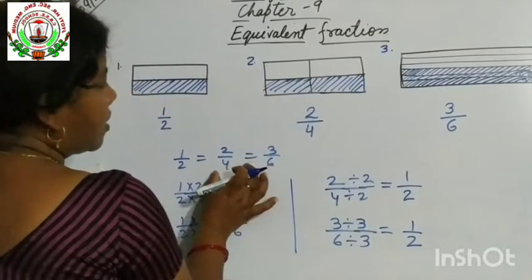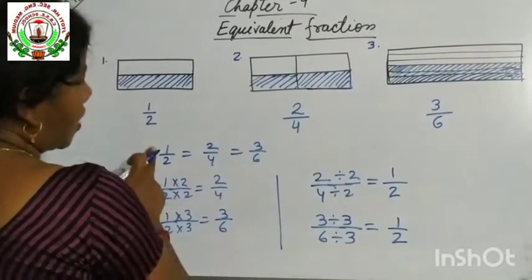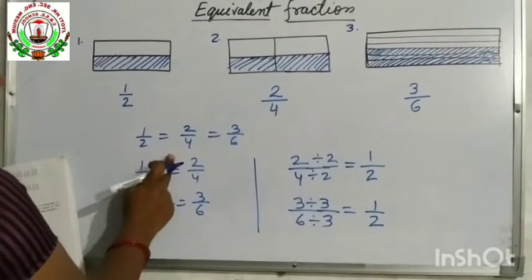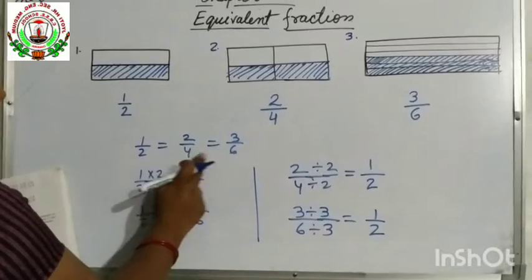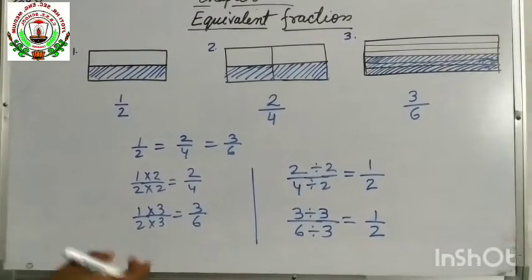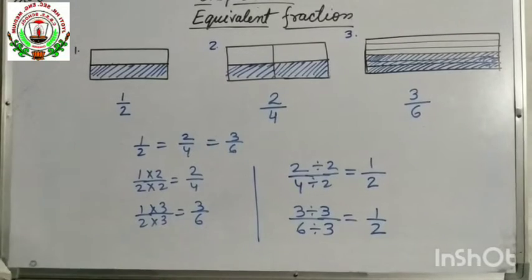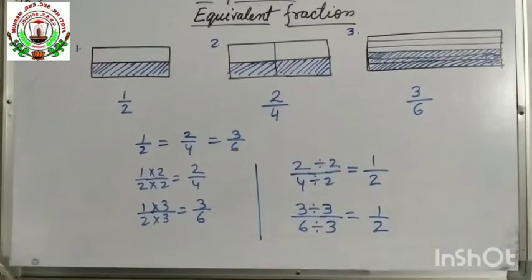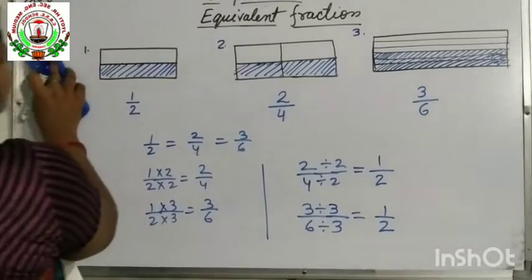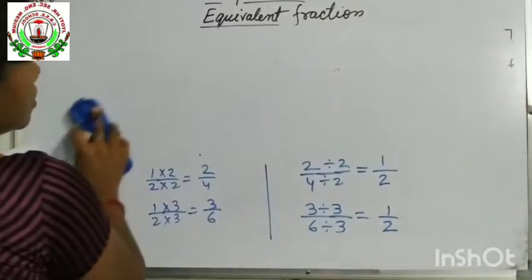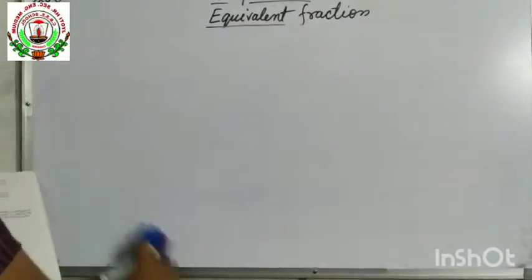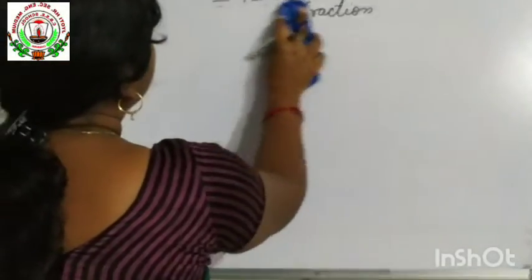So when we divide the numerator and denominator by the same number, we get this 1 by 2. And when we multiply this 1 by 2 by 2 and by 3, we get these numbers. That means when we have to find the equivalent fraction, either we multiply or divide, then we get the equivalent fraction. Now let us solve some questions, then we will understand what an equivalent fraction is. It will be clear after solving some questions.